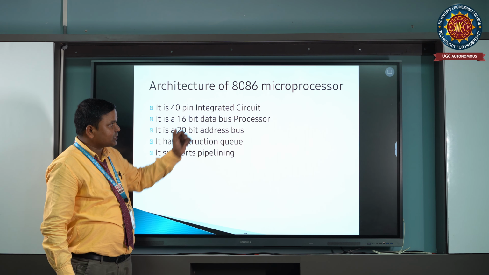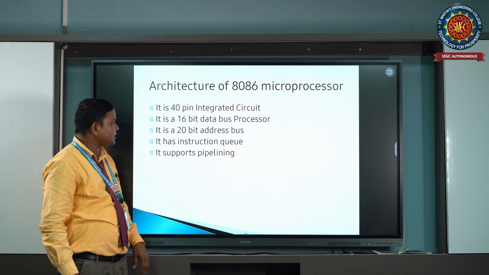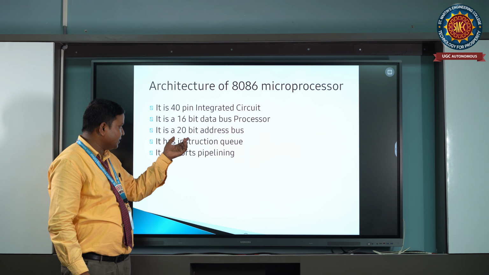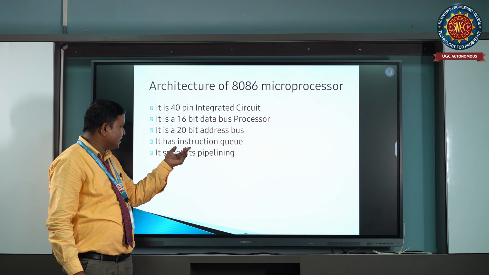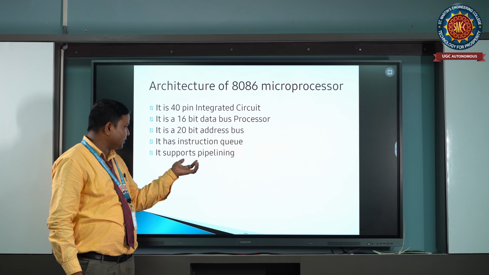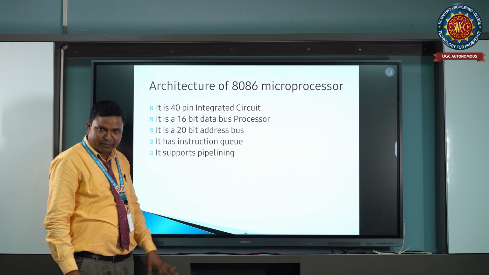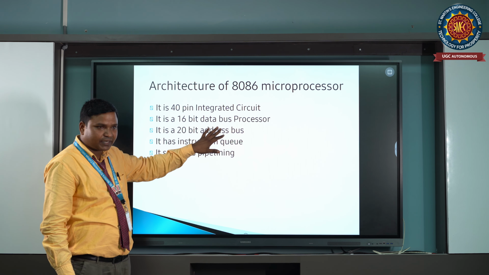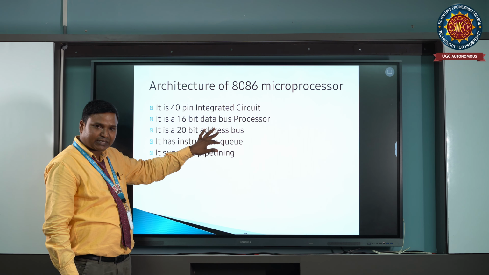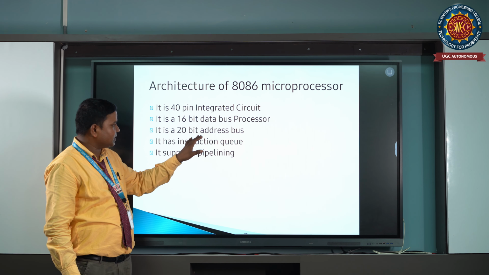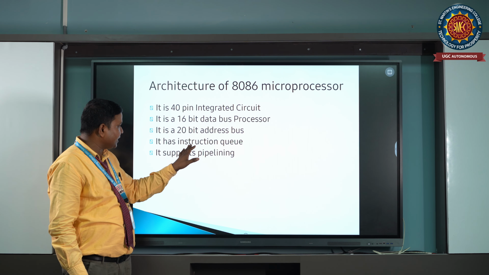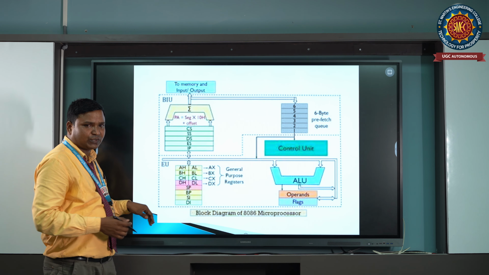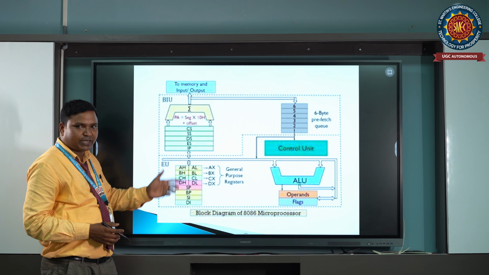The 8086 microprocessor is a 40-pin integrated circuit, and it is a 16-bit processor. It has a 20-bit address bus, it follows an instruction queue, and it supports pipelining also. So the 8086 is a 40-pin integrated circuit, a 16-bit data processor with a 20-bit address bus, an instruction queue, and pipeline support.